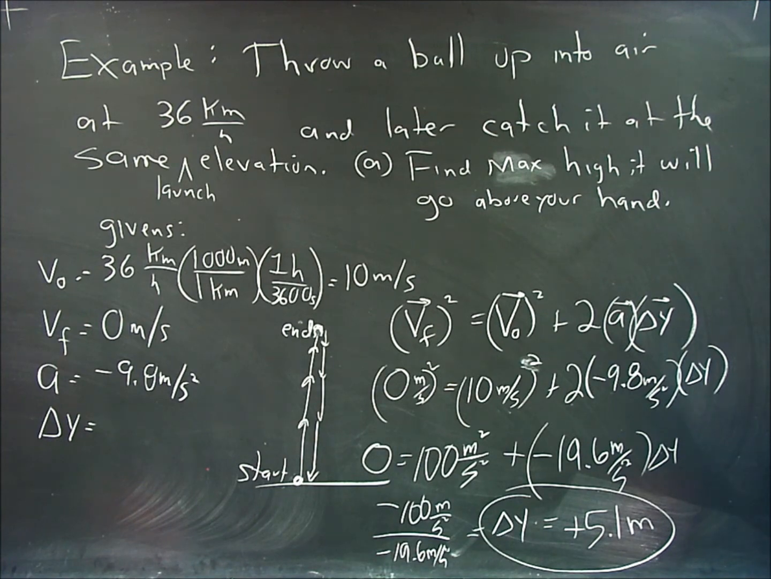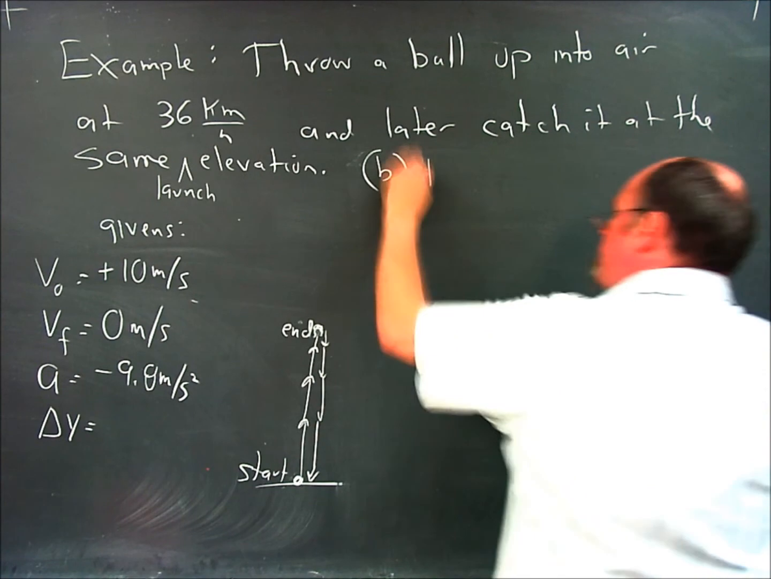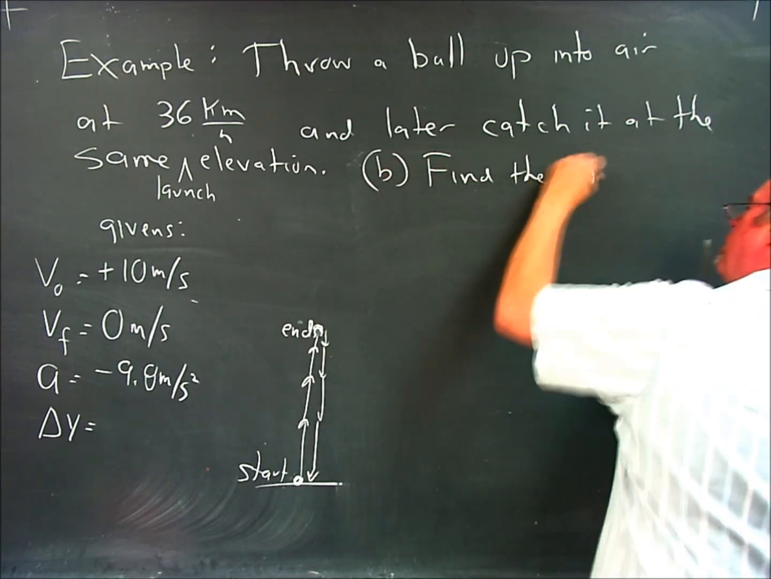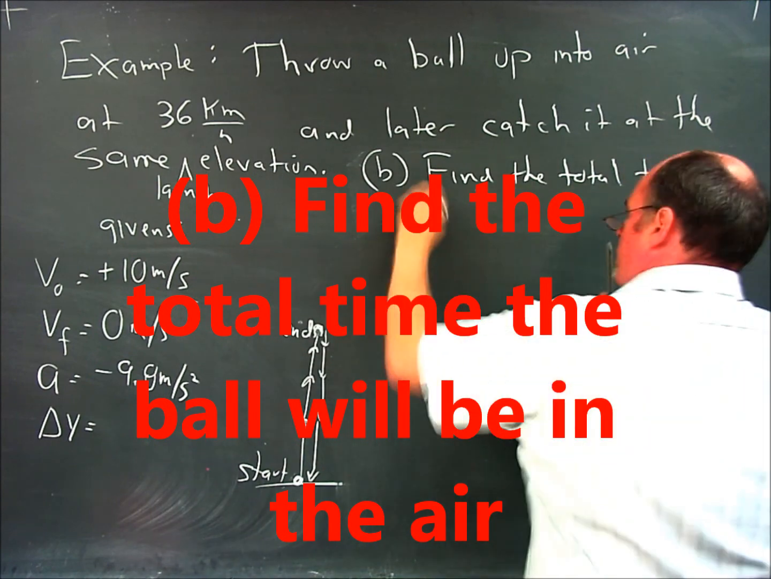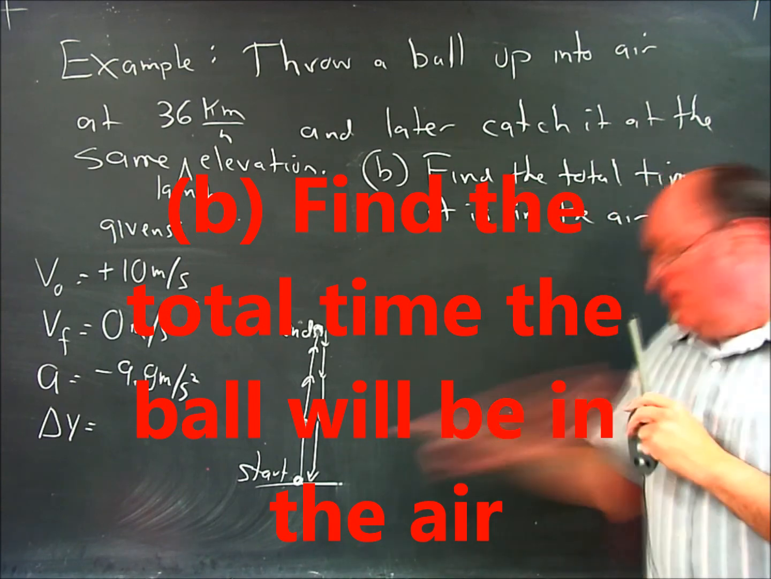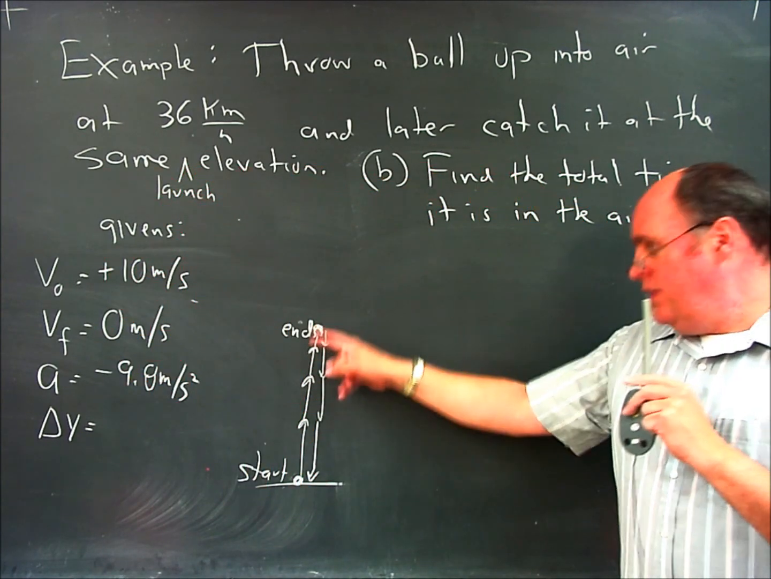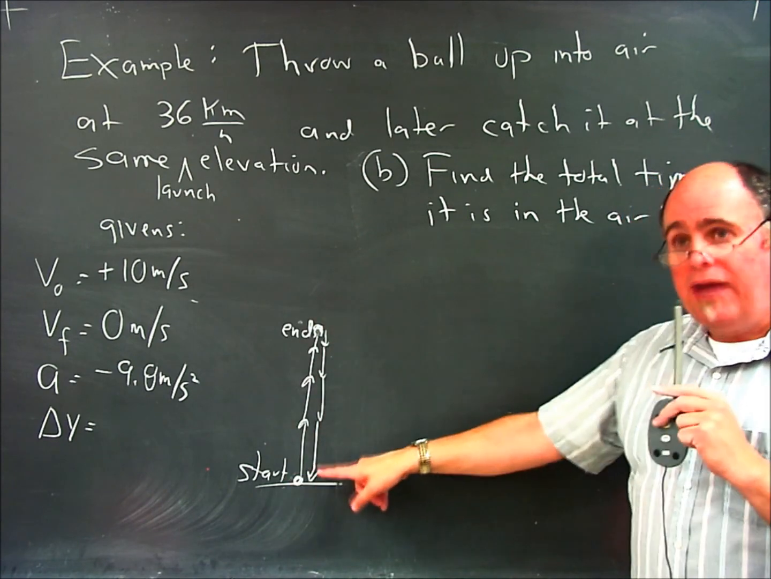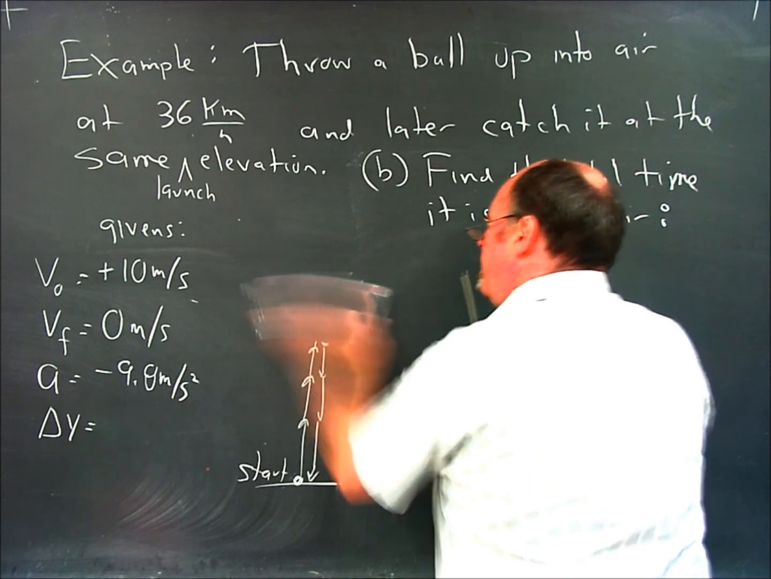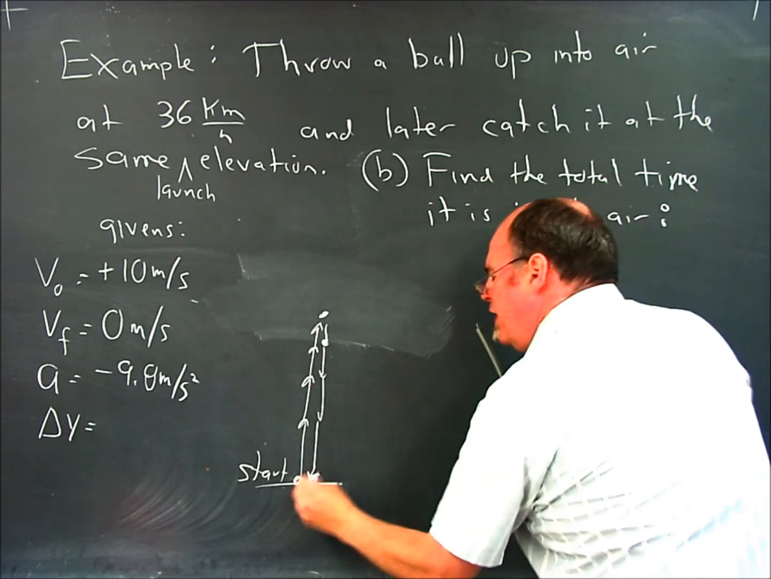I have a few other questions to ask about this particular one. Another question I could ask is B, what's the total time it's going to be in the air? So to do something like this, I'm not just going to do half of it. Half of it would be from this point up. To find out the total time it's in the air, I need to say it's going to start here and it's going to end back down there. So I'm going to move this word end. Sorry, it's very messy here. And I'm going to write end right here.